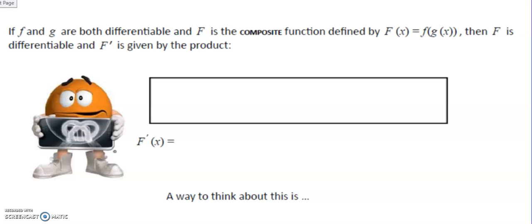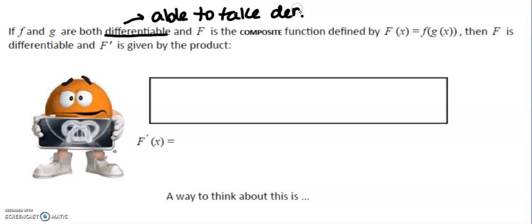Just like onions. All right, so if f and g are both differentiable, which remember differentiable means we are able to take the derivative, and capital F is what we're going to call the composite of f and g, then capital F is differentiable. Two differentiable functions composed together will also be differentiable. And capital F prime is given by the product.